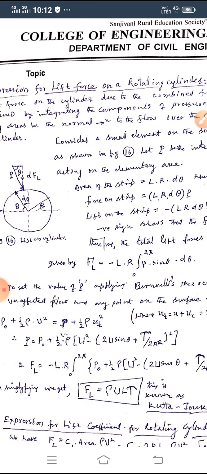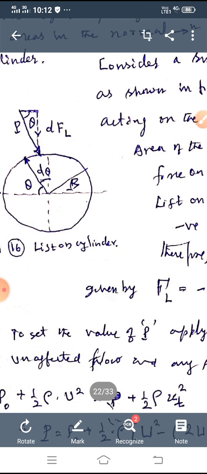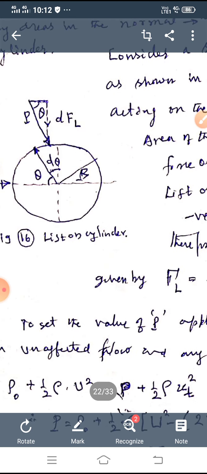Next, the lift force on a rotating cylinder. Now let us consider an elementary area shown here, that is d theta.